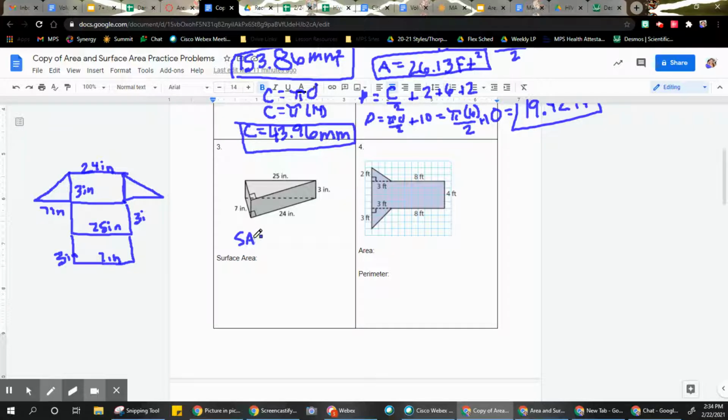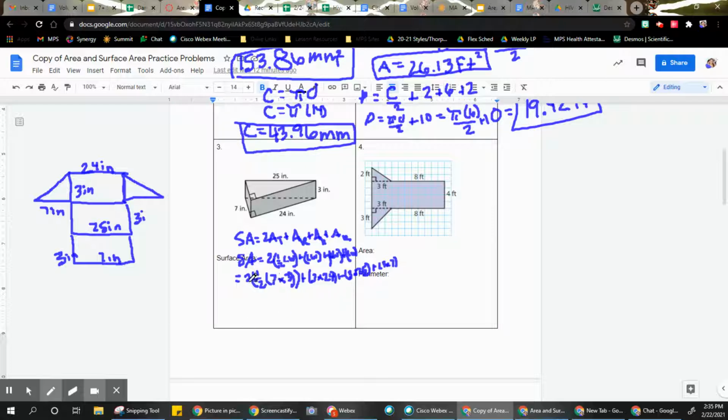So if I'm calculating my surface area, it's going to be equal to 2 times the area of the triangle plus the area of rectangle 1, area of rectangle 2, and area of rectangle 3. So if I plug that in formula-wise, I'm going to see SA equals 2 times 1/2 length times width plus length times width plus length times width plus length times width. Okay, so now if I plug in my numbers, what I'm going to get is 2 times 1/2 times 7 times 3 plus my first length times width, which is 3 times 24, plus 3 times 25, plus 3 times 7.